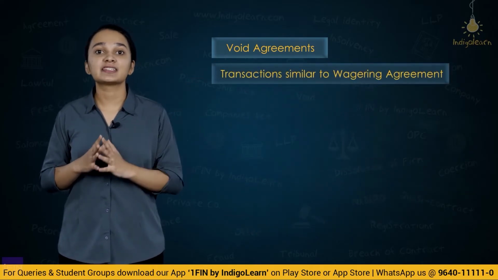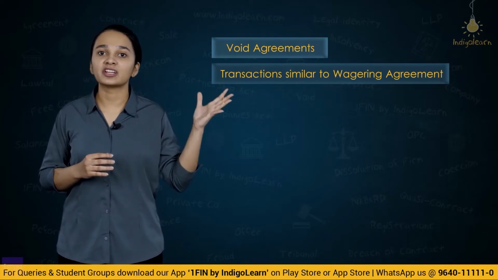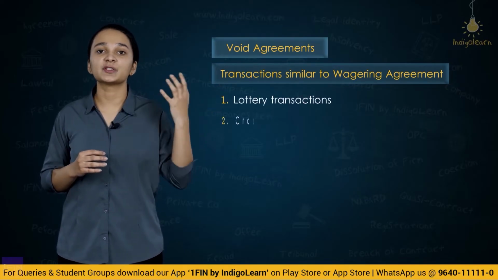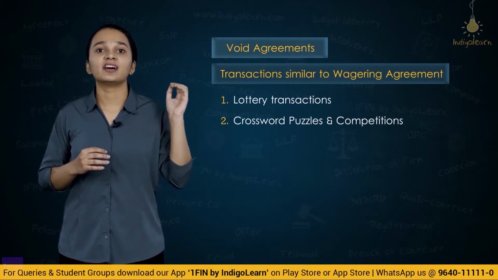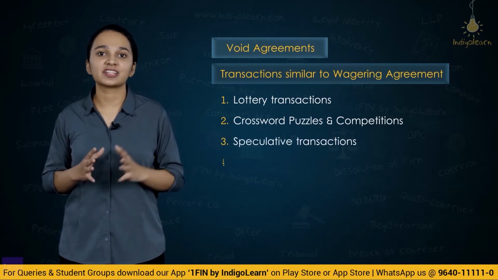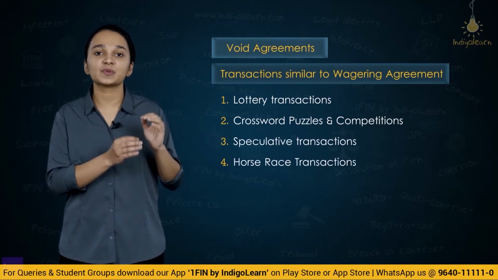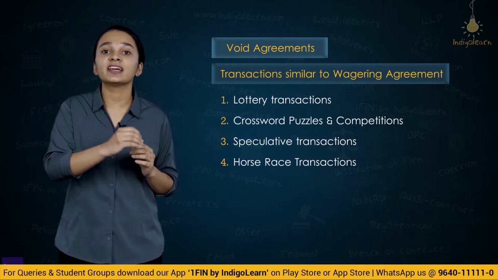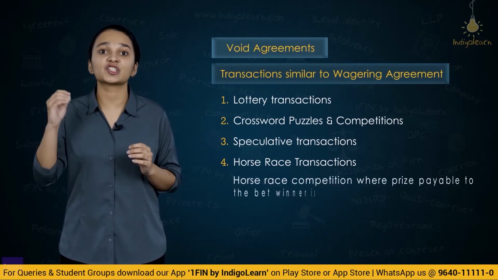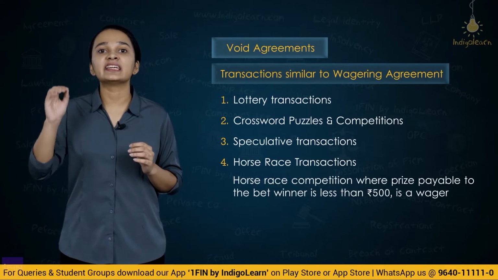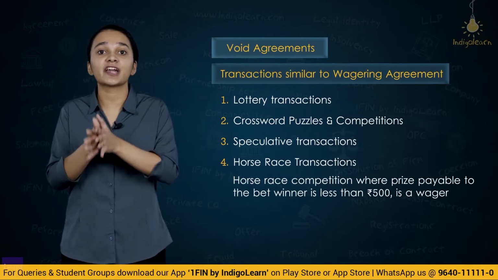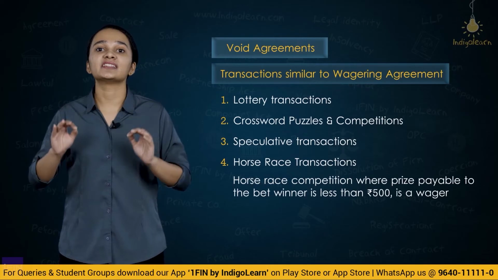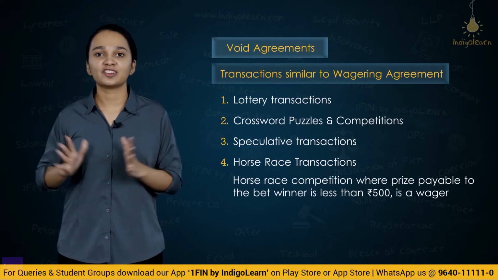What are the transactions similar to wagering? Lottery transactions, crossword puzzles which come in newspapers, speculative transactions, horse race transactions. These are some of the transactions which are similar to wager. And in case of horse race transactions, they are considered wagering transactions if the prize money is less than 500. If it is 500 or more than that, then the transaction will be a valid transaction.